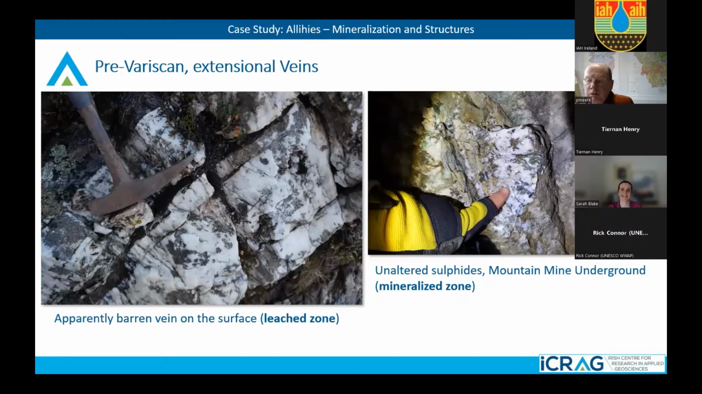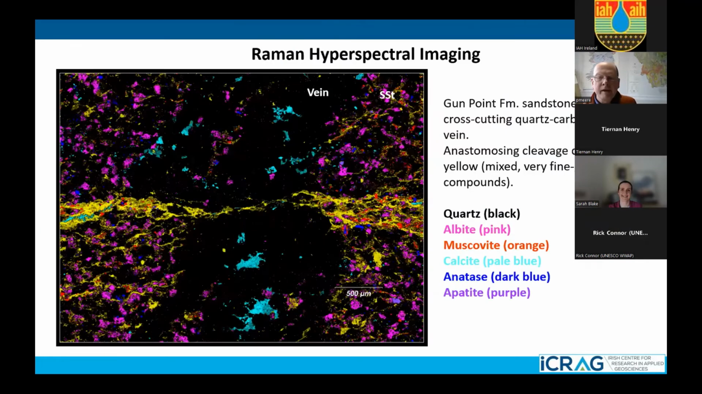We go underground, and we're lucky enough that in Allihies we can go underground. You see some lovely quartz veins hosting the copper sulfides. Just to show you a little bit of the kit that we've used in looking at more detail, this is Raman. We're lucky enough in Cork that we have a Raman microscope, and so we're able to do some mapping, particularly looking at fabrics.